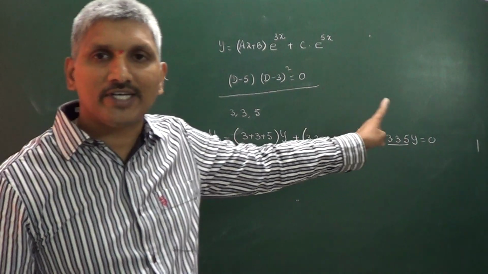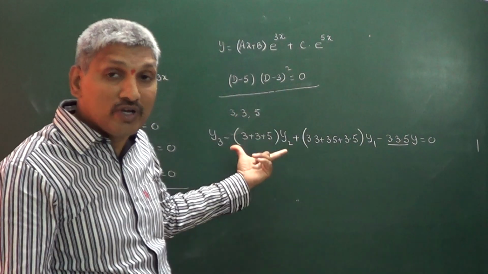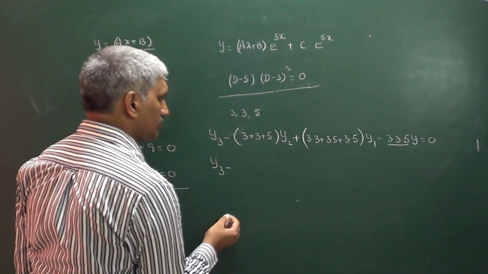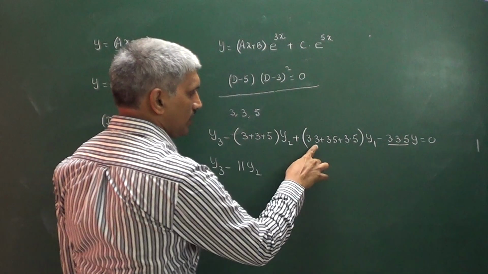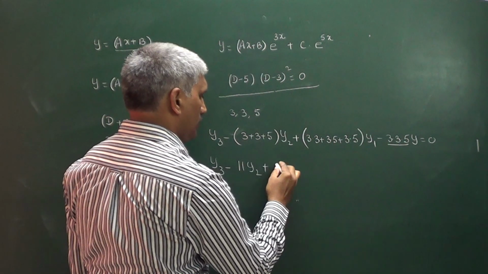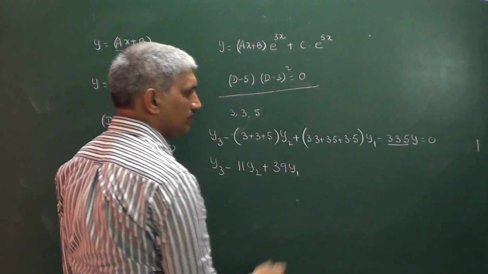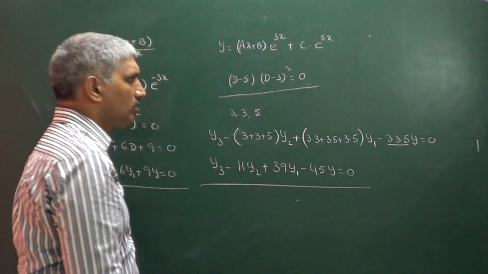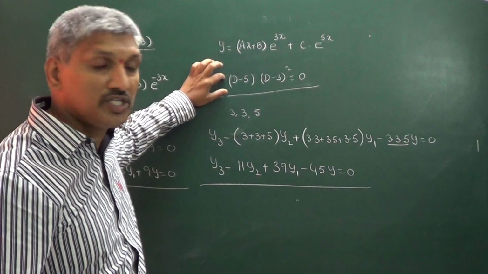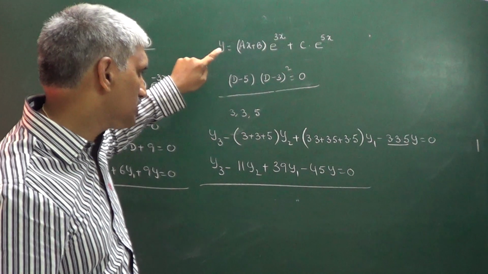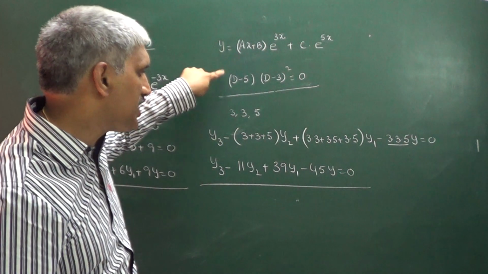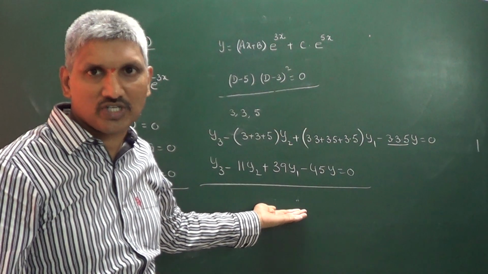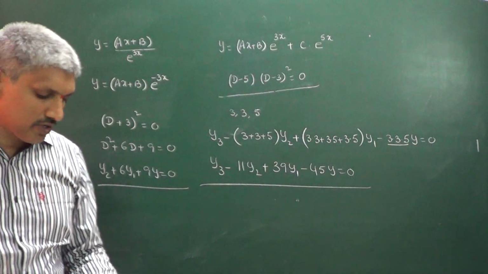3 3s are 9, 9 5s are 45. With this simplification you will get an equation like this: y3 minus 11 into y2 plus 39 into y1 minus 45 into y is equal to 0. No doubt, you can simplify this one. You will get this equation as D cube minus 11 into D square plus 39 into D minus 45 is equal to 0. That's why you will get the same equation. Okay. So like that we can do that particular question.